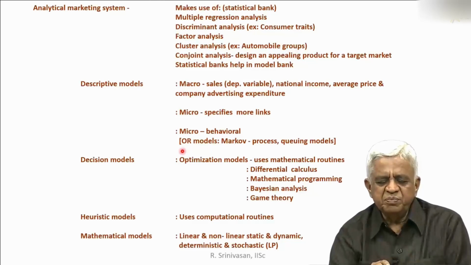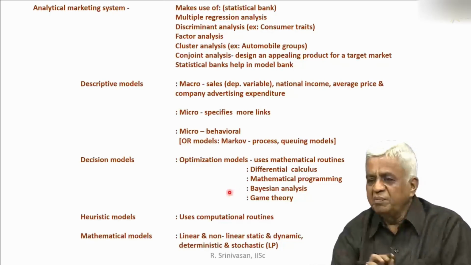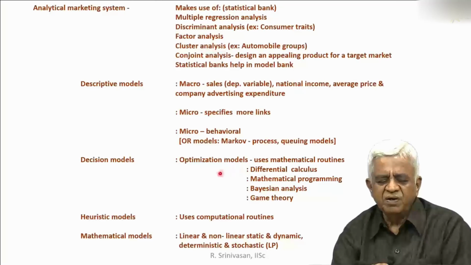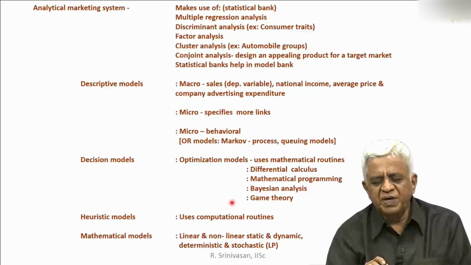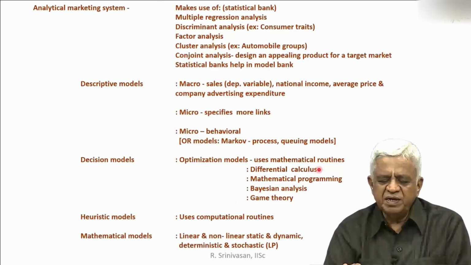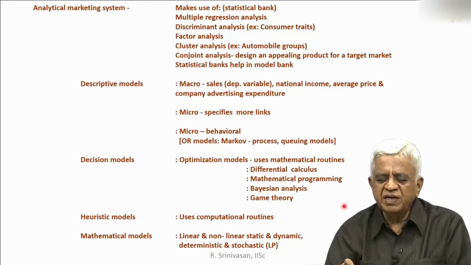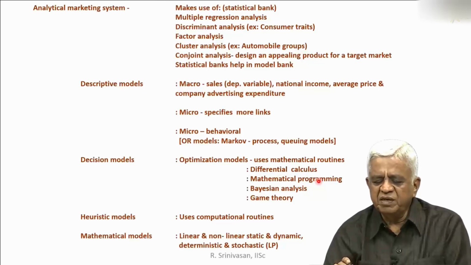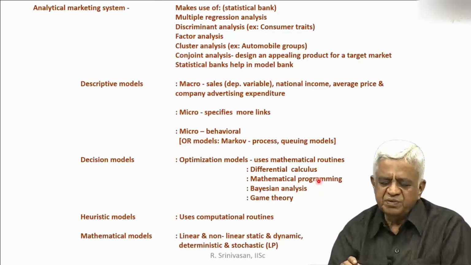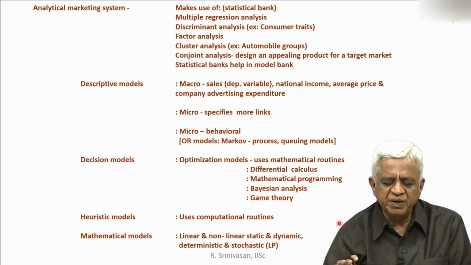The next type of models that we are going to look at makes use of mathematical routines. These are called decision models or optimization models using mathematical routines. These mathematical routine models can be categorized under 4 categories. One is differential calculus, second is mathematical programming, third is Bayesian analysis, fourth is game theory. We will look at some of these models when we go along.